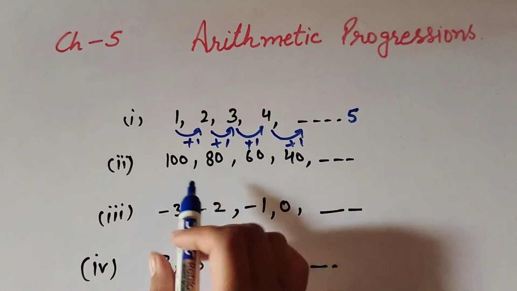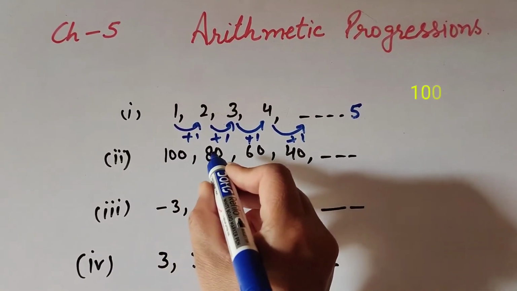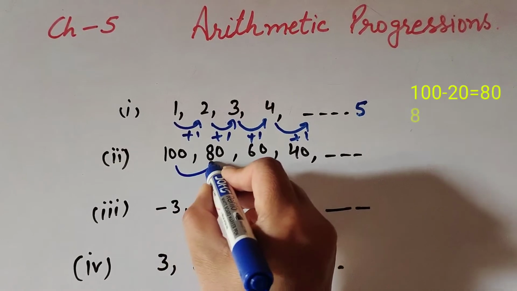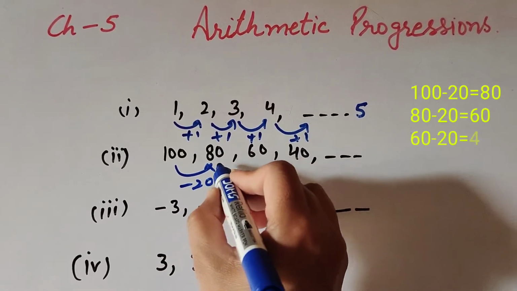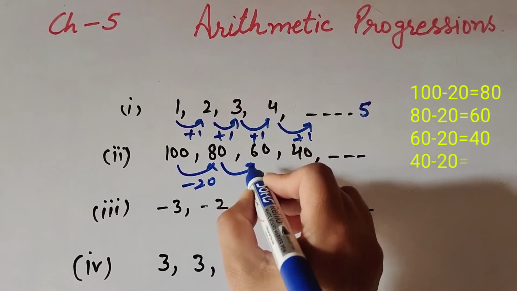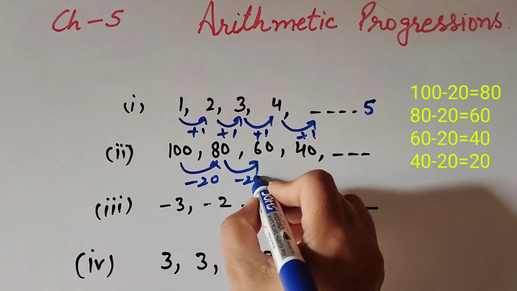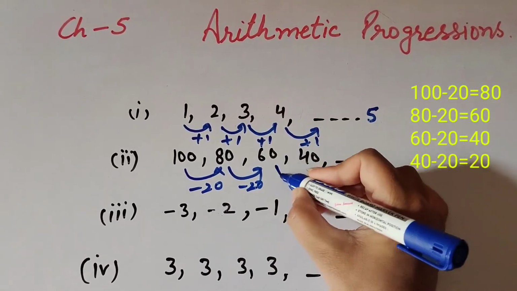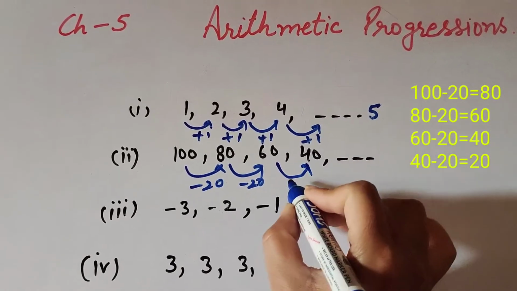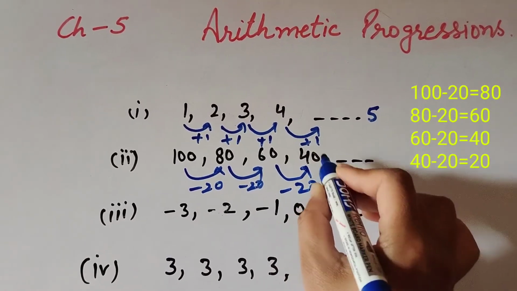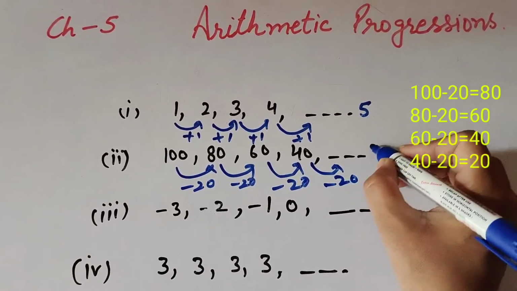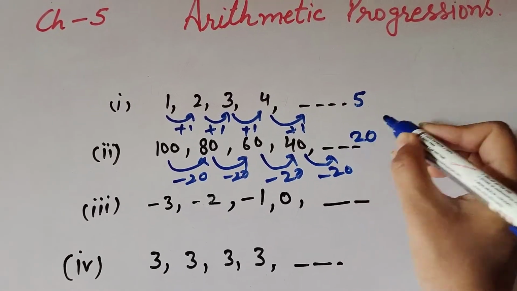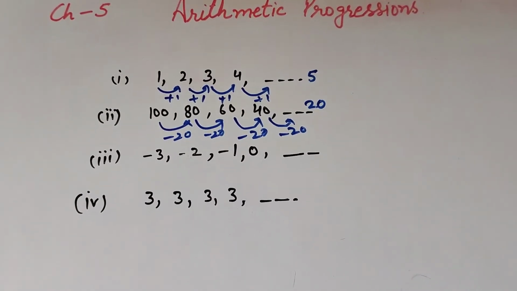In this list of numbers there is a term 100. When we subtract 20 from 100, we get 80, and again when we subtract 20 from 80, we get the next term 60. Again we subtract 20 from 60, we get term 40. Again we subtract 20 from 40, we get the next term 20.